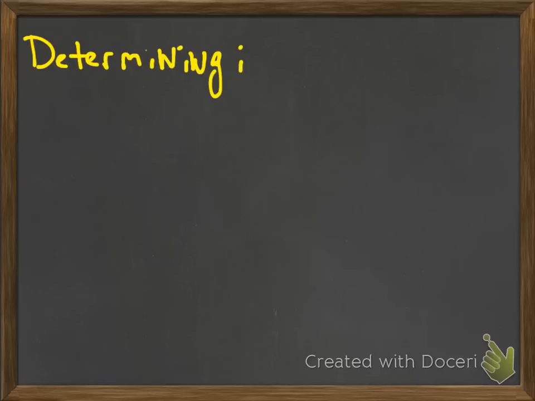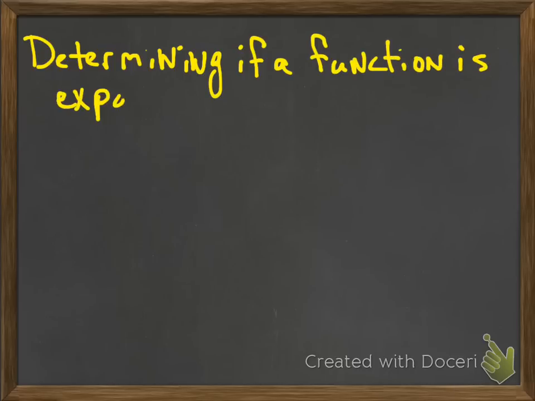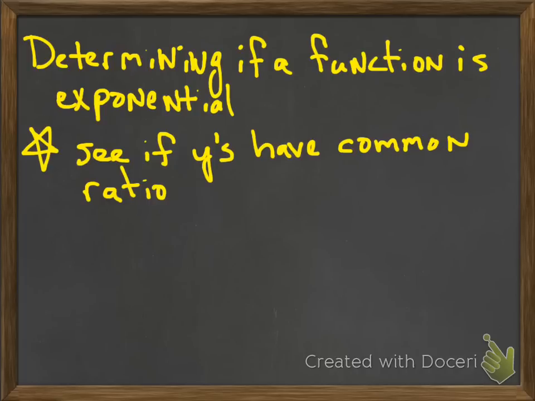Alright, so now we want to determine if a function is exponential. Okay, to do that you need to see if the y's in the table have a common ratio. In other words, if you divide one by the other. When we're looking at linear, we want to subtract. When we look at quadratic, we want to do double subtractions. With exponential, we want to see if they have the same division.